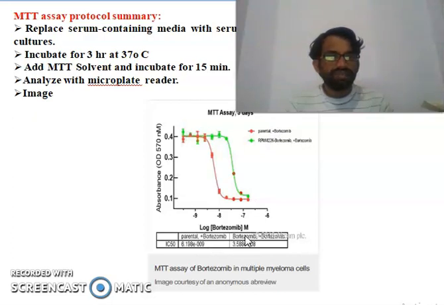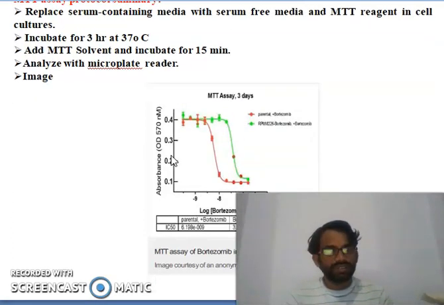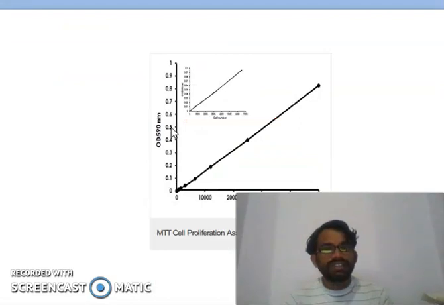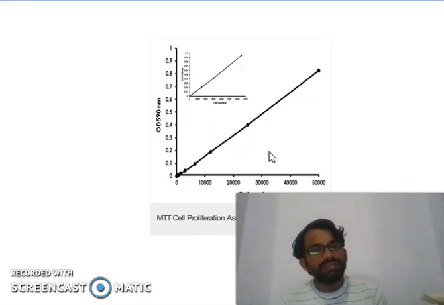The MTT assay shows multiple viable cells, and you can make these kinds of graphs also. You can see the OD, the absorbance, at 390 nanometers. In MTT cell proliferation assays you can see the cell numbers and draw the graph, which shows that with the MTT assay you can easily identify proliferation.